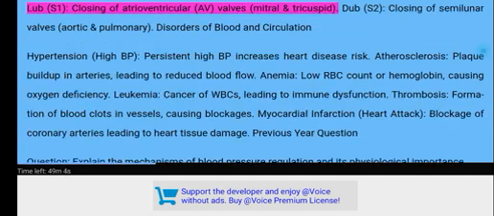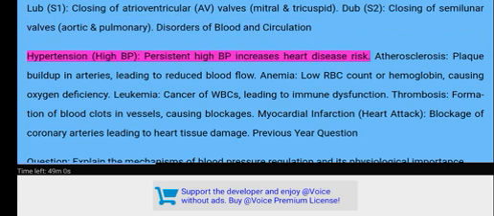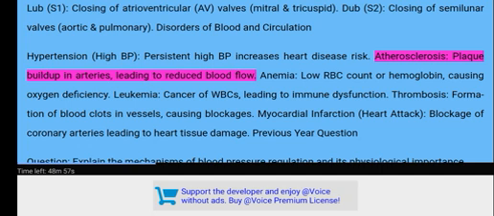Heart sounds. Lub, S1, closing of atrioventricular, AV, valves, mitral and tricuspid. Dub, S2, closing of semilunar valves, aortic and pulmonary. Disorders of blood and circulation. Hypertension, high BP, persistent high BP increases heart disease risk. Atherosclerosis, plaque buildup in arteries, leading to reduced blood flow.